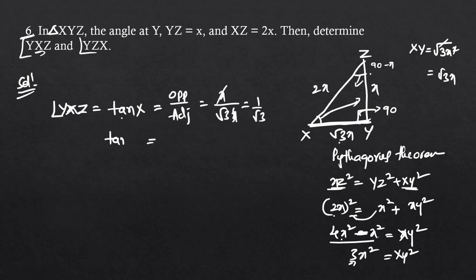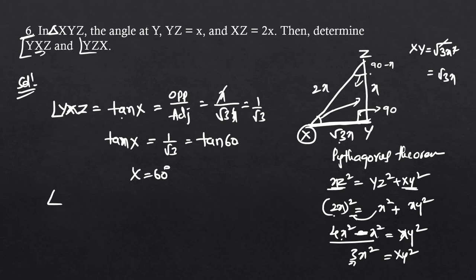So tan x is equal to 1 by root 3, which is equal to tan 60? So we can write x is equal to 60 degrees here. So this x is equal to 60 degrees value we got.